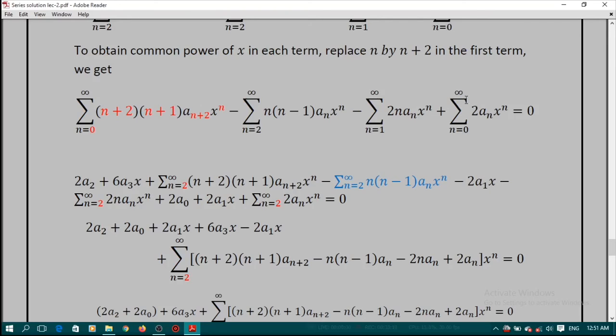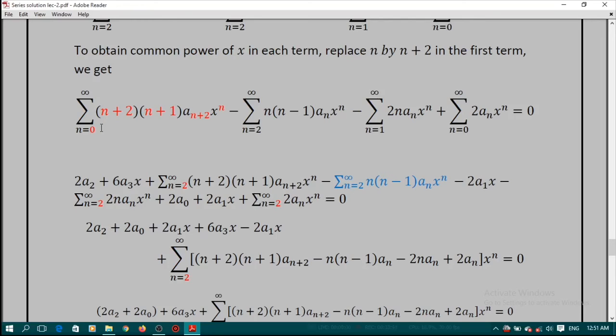Here we put n equal to 0 and n equal to 1, and after that we write the other terms in summation notation. If we put n equal to 0 here, we get 2 a0 x raised to 0, that means 2a0. Now if we put n equal to 1 here, we get 2 into a1 into x, so 2a1x, and the other terms will be in summation notation: summation n running from 2 to infinity 2 a n x raised to n, and that equals 0.